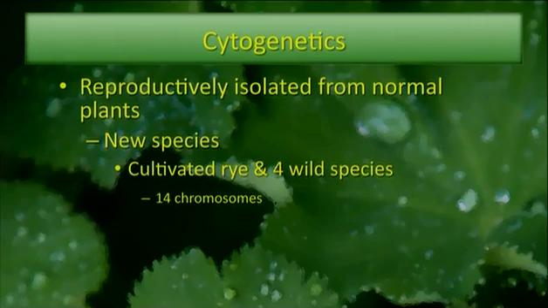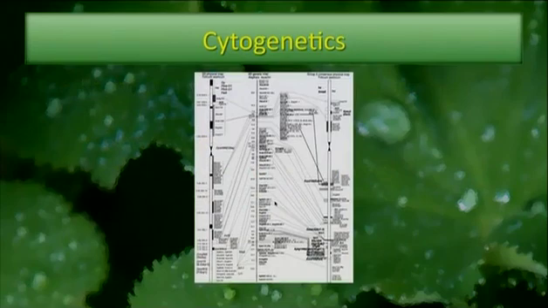Here's a map of a chromosome, showing that corn geneticists as well as wheat geneticists, I think this is a wheat chromosome, actually have all these genes along them. This is just showing chromosome mapping, which cytogeneticists do.